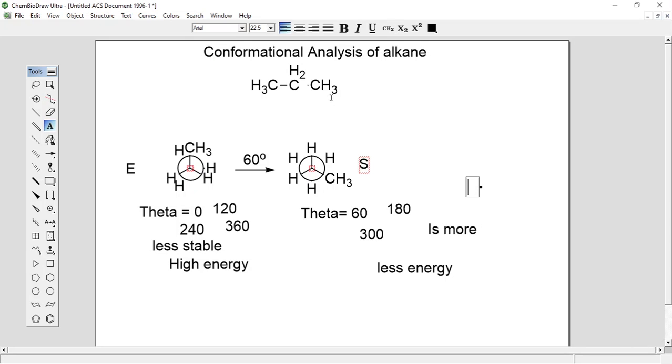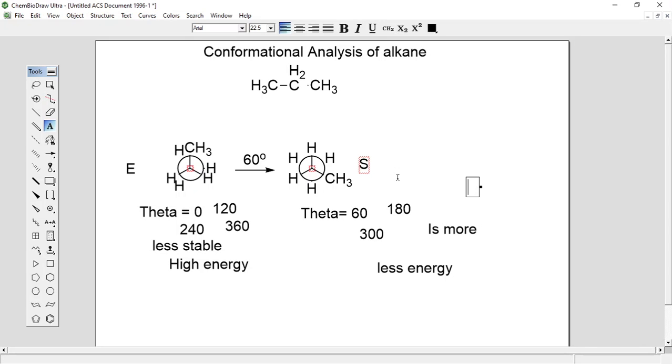So the energy barrier from eclipse to staggered, the energy difference between eclipse and staggered, is 3.3 kilocalorie. For ethane, it's 3 kilocalorie per mole, while for propane this energy barrier is 3.3 kilocalorie per mole. That is 0.3 kilocalorie per mole higher than ethane.